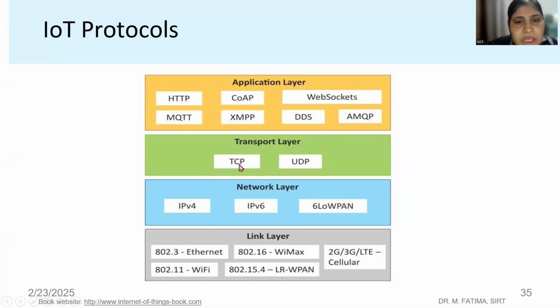For the transport layer, Transmission Control Protocol and User Datagram Protocol are required. For the network layer, IP version 4 or IP version 6 addressing is required. But nowadays, IP version 4 addressing is being used. Lots of work is going on IP version 6 addressing. At the link layer, the 802.3 Ethernet protocol is required. For Wi-Fi, the 802.11 protocol is required. For WiMAX, the 802.16 protocol is used. For the low-range wireless PAN, the 802.15.4 protocol is required. And for communication, LTE cellular is required.